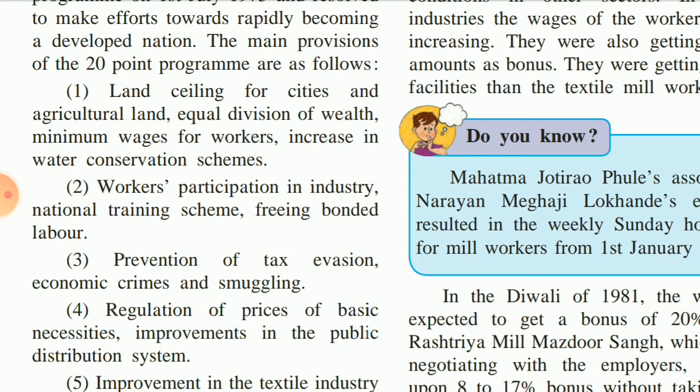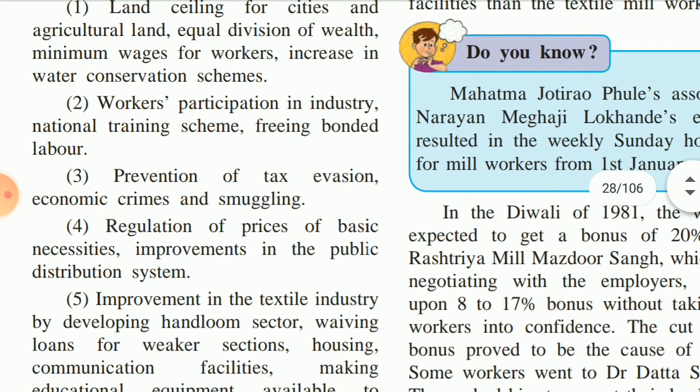Number 3: prevention of tax evasion, economic crime and smuggling. Evasion means the crime of not paying taxes. Some people don't want to pay taxes and therefore try to find loopholes, but it is a crime. Smuggling and tax evasion were also stopped during that time.